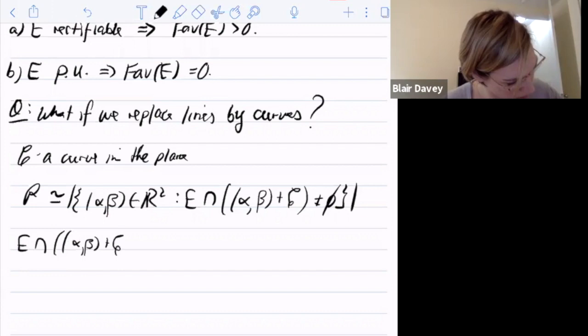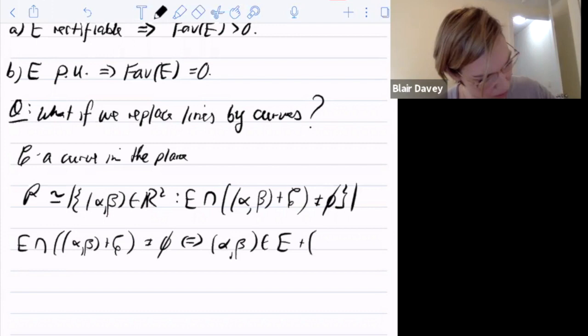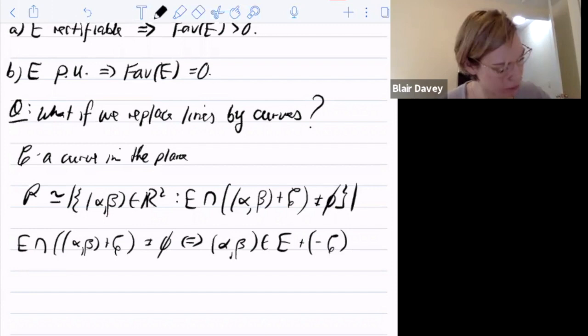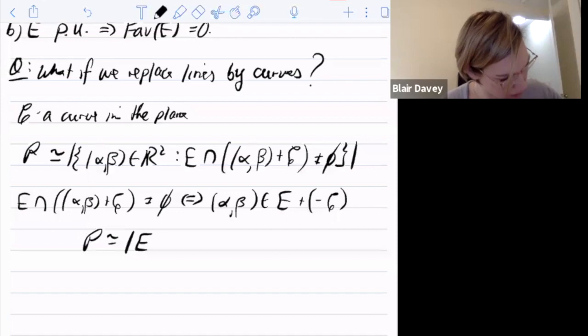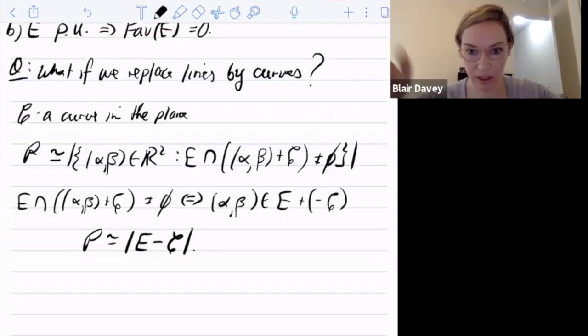if and only if (alpha, beta) is contained in, I want to write it as a sum set, E plus minus C. So this probability is proportional to the measure of the set E minus C. So in terms of language, the measure of sum sets is interesting. It's also connected to this problem.